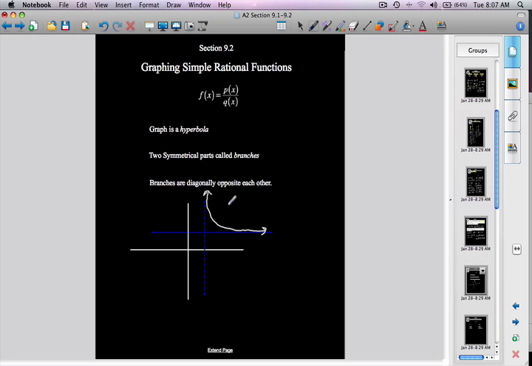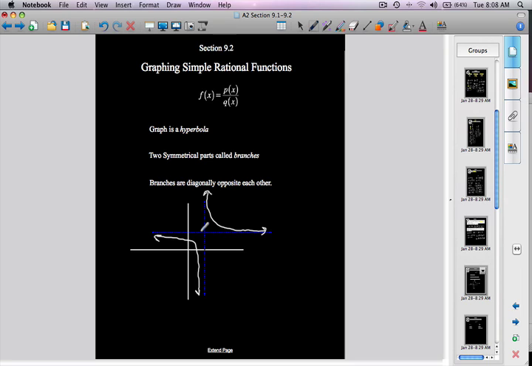So if I've got one branch up here in the upper right, the other branch will be down here in the lower left. And they are also symmetrical, but these are inversely symmetrical. So if you remember when we graphed points on one side or the other of the vertical axis of symmetry in a quadratic function, then we were able to match to points on the other side of the axis of symmetry, and they were directly symmetrical. So I would do on the right side whatever I had done on the left side.